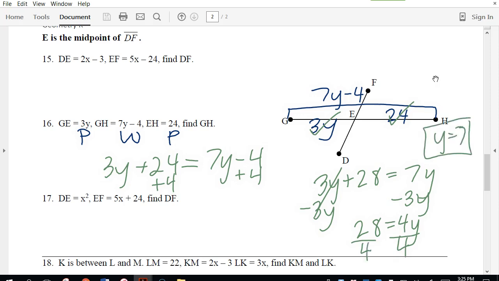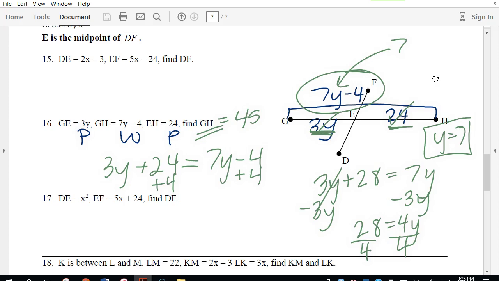It didn't ask for y. Don't put y in the answer blank. It asked for GH. So you need to take y and plug it into GH. So you're going to plug 7 in there. 7 times 7 minus 4, 45, yeah. Cool. So don't stop when you find x.